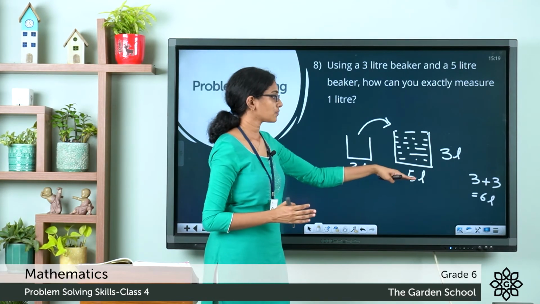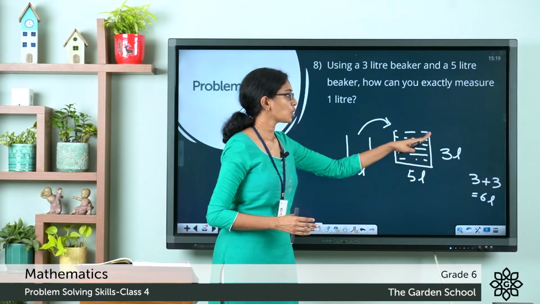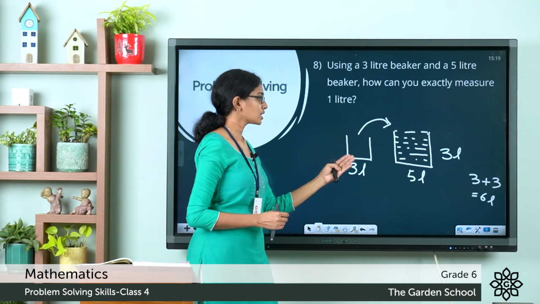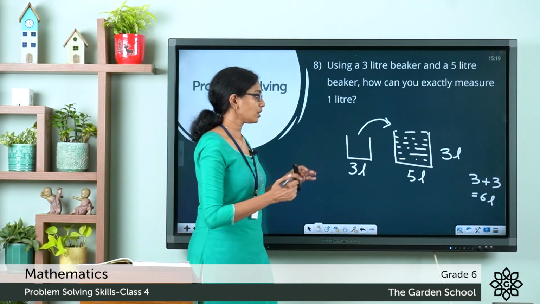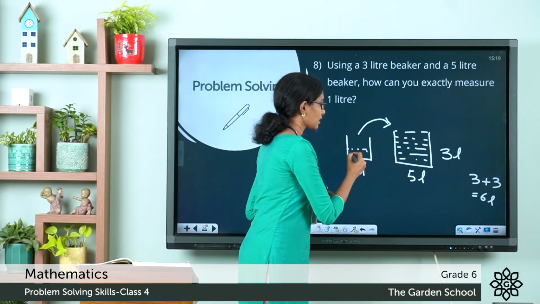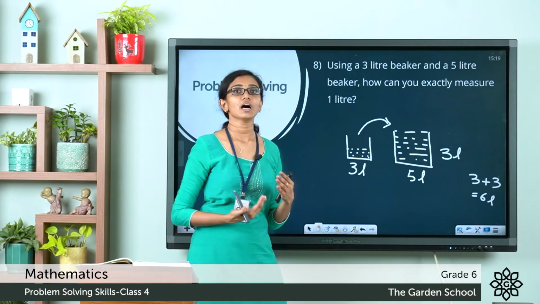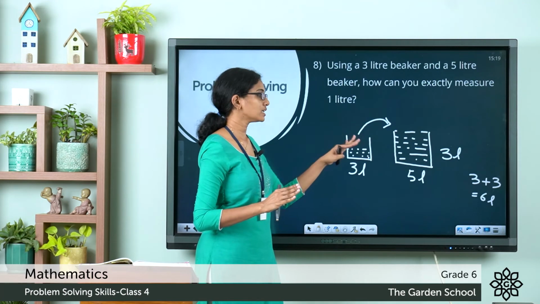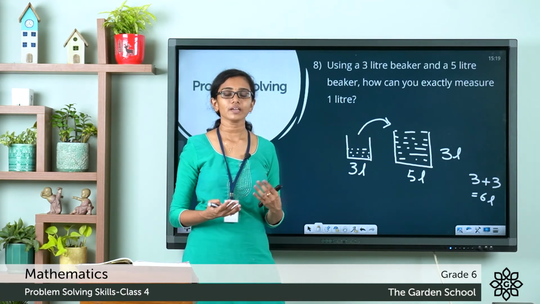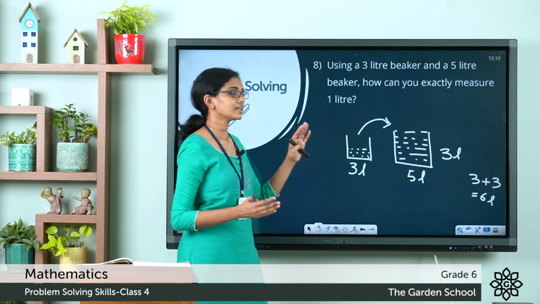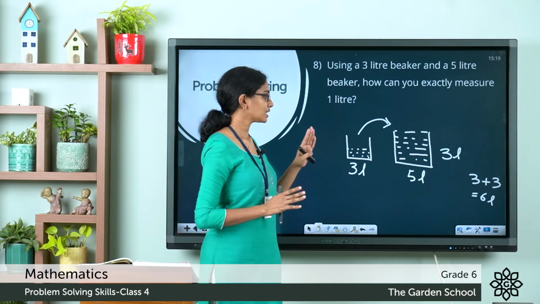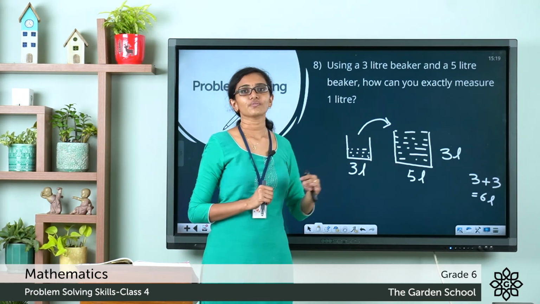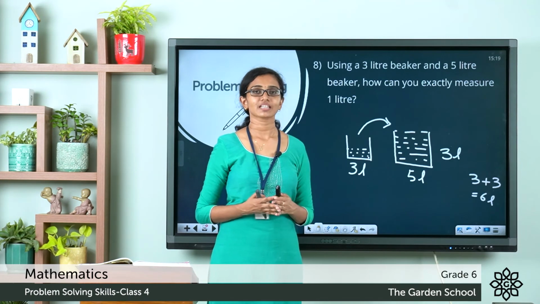So, now the 5-liter beaker will contain 3 plus 2 liters from this 3-liter beaker. Now, the 3-liter beaker will be containing 1 liter which is the leftover water. Now, exactly 1 liter of water will be remaining. So, this is one way in which we can measure exactly 1 liter of water using a 3-liter beaker and a 5-liter beaker. So, I hope this is clear to you.